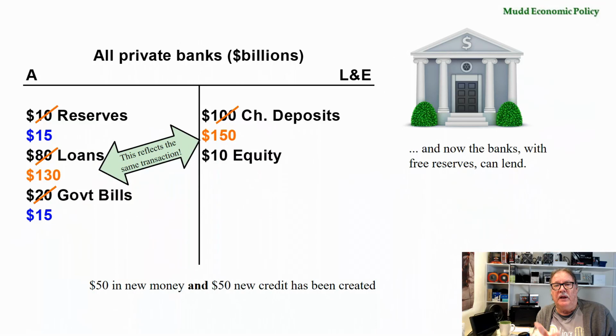But it has the effect, in the double entry bookkeeping system, of having the same delta on both sides. On the asset side, on the left side, it's called credit. On the liability side, the right side, it's called money because it's in M1 and M2. And so that's the way, in a nutshell, open market operations work.